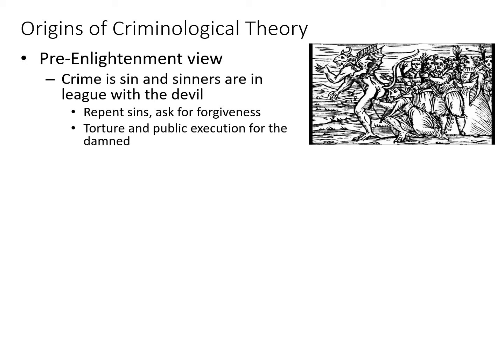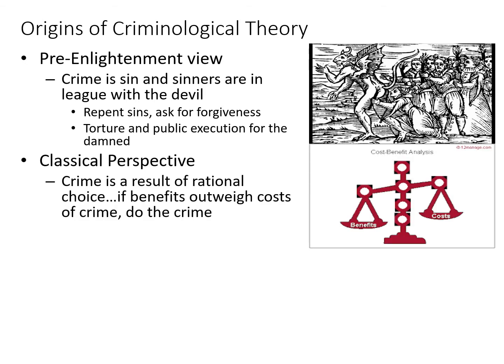As we move into the 17th and 18th centuries, the Enlightenment era is upon us, and a scientific understanding is applied not only to the physical world, but the social world as well. And this is where the classical perspective comes in. The classical perspective is synonymous with the rational choice theory because this is where we start to understand people, men, women, as rational actors pursuing their own self-interest. And crime is a result, this theory says, of rational choices. If the benefits of crime outweigh the costs, then people do the crime.